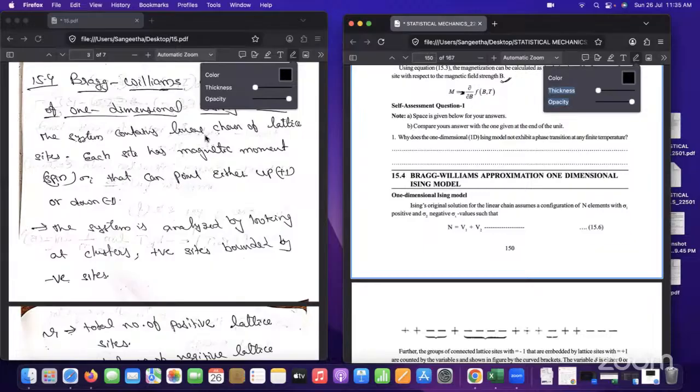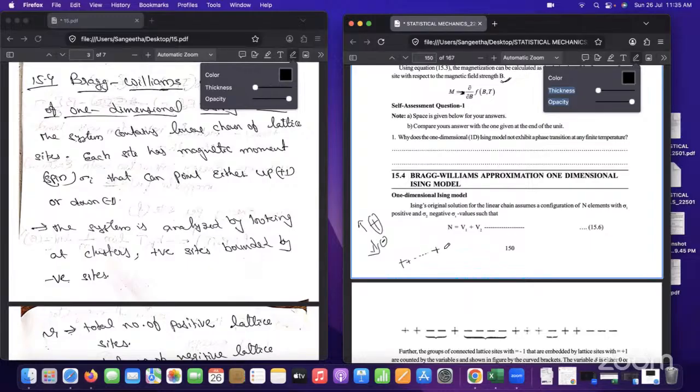Here we will take spins. Either spin is in upward direction or spin is in downward direction. Spin in upward direction is represented with plus symbol. Spin in downward direction is represented with minus symbol.